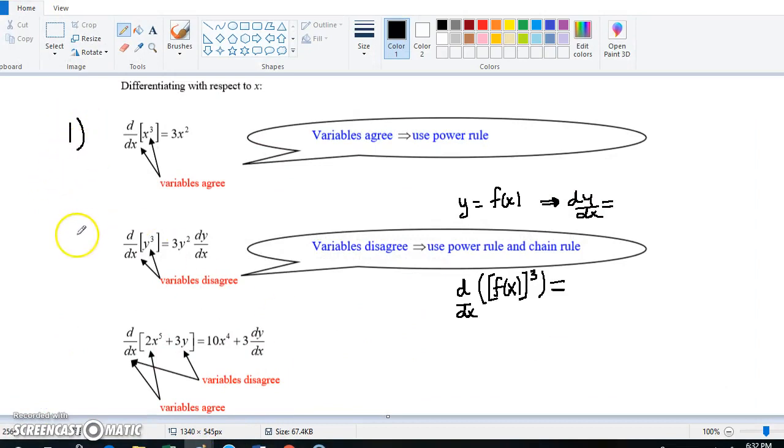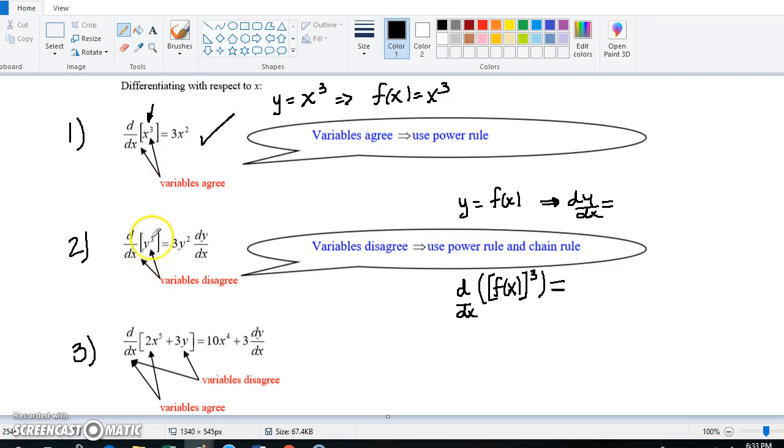Three examples here. In the first example, what we're trying to differentiate is really the function y equals x cubed, or f of x equals x cubed. You know how to do that using the power rule, but what's important to note is that the variables inside the function match the variable with which we are taking the derivative with respect to. So, x cubed, derivative with respect to x, 3x squared.